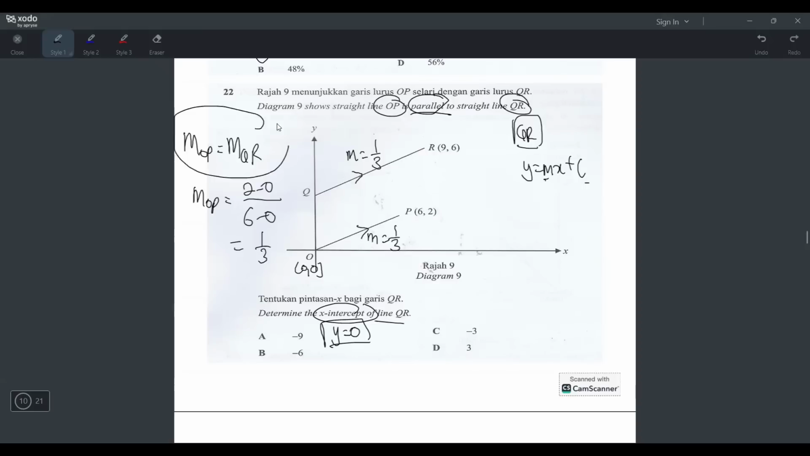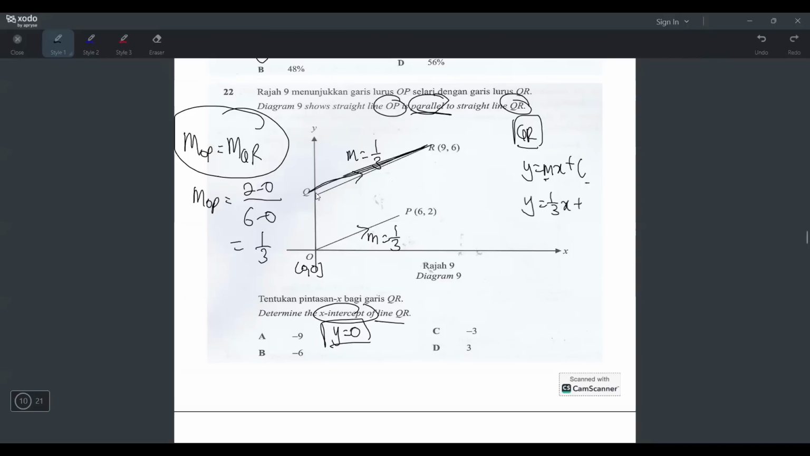Why the same? Because I wrote here already: gradient OP and gradient QR are the same, and it's because they are parallel. That's why they have the same gradient. Selari means the gradient is the same. So, what can I put here? y equals m, 1 over 3 x plus c. Okay, c is the y-intercept.